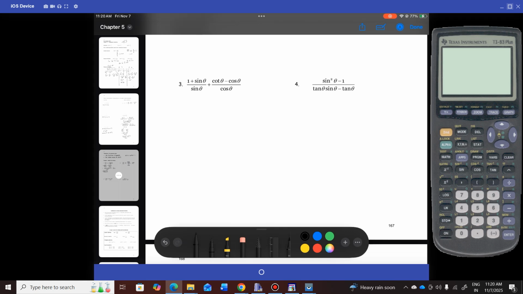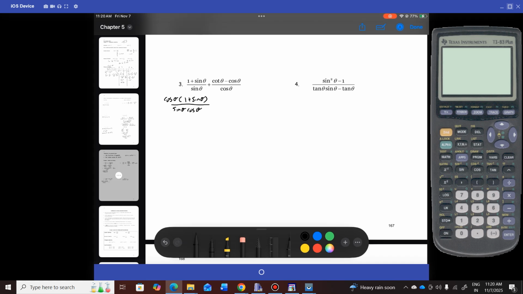Okay, so we have (1 plus sine theta) over sine plus cotangent theta minus cosine theta over cosine. Right, so what we're going to do is find a common denominator. So I'm going to multiply the left fraction by cosine over cosine. So I have cosine theta times (1 plus sine theta) over sine theta cosine theta.